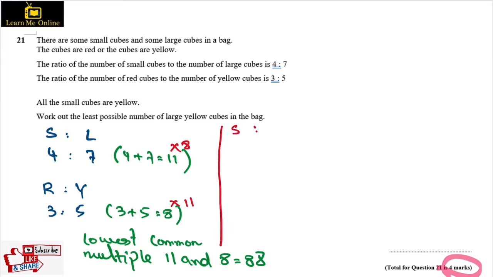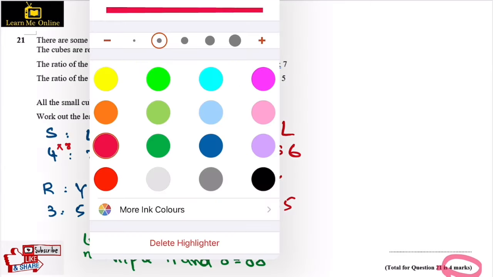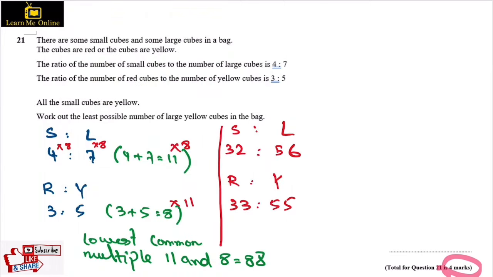So small to large would be now you multiply 8 here and multiply 8 here as well, which is 8 times 4 is 32. And then we're going to do 7 times 8, which would be 56. Now, for the red to the yellow ratio, because we are multiplying by 11, this would be 33 and this would be 55. Now, we're going to go back and read the question again really carefully, so we're not going to miss any piece of the information.